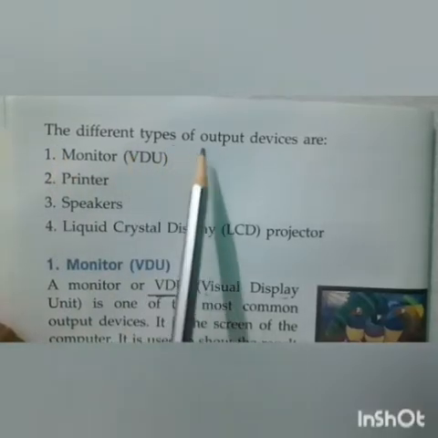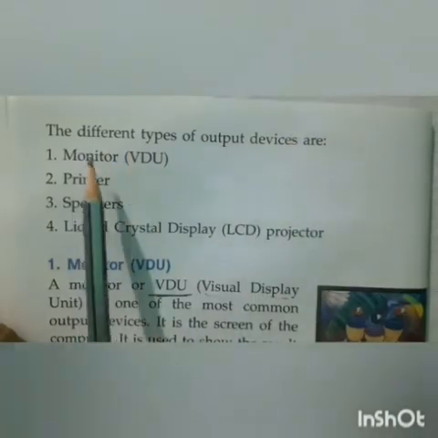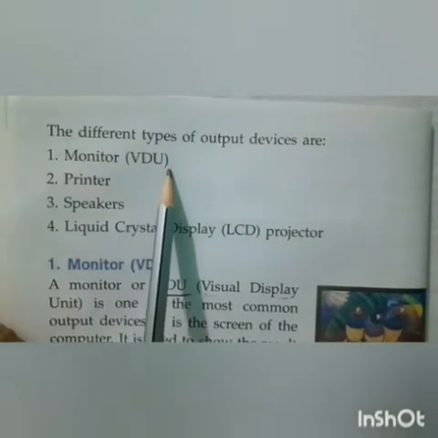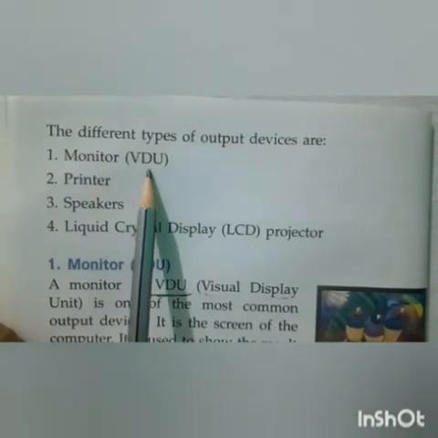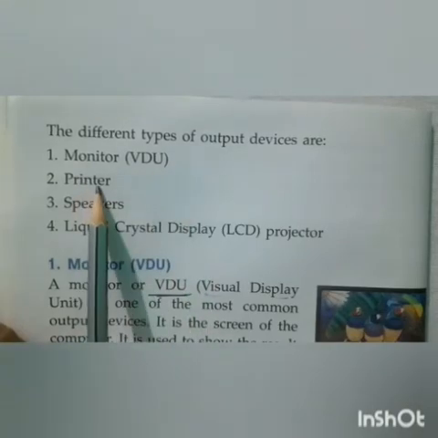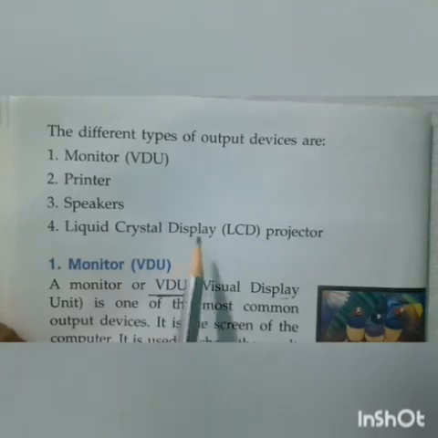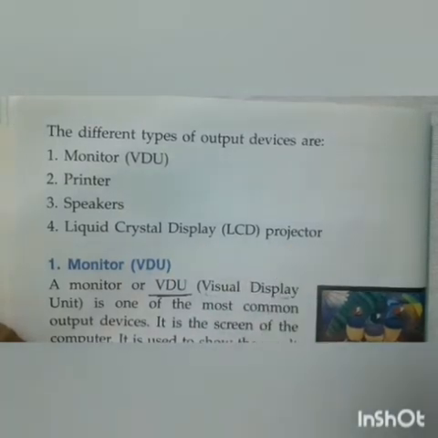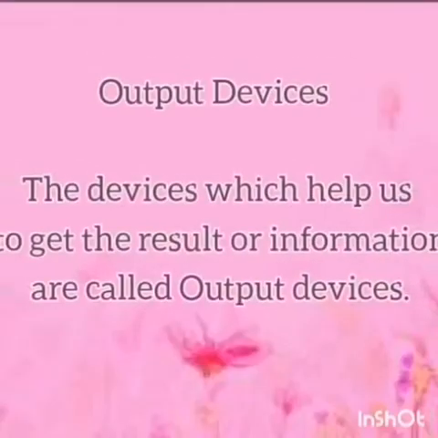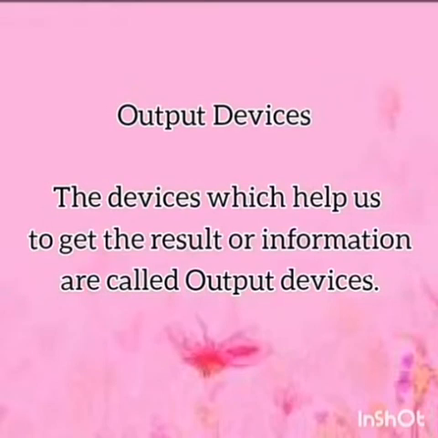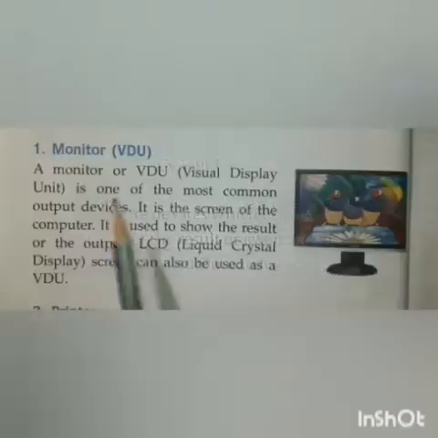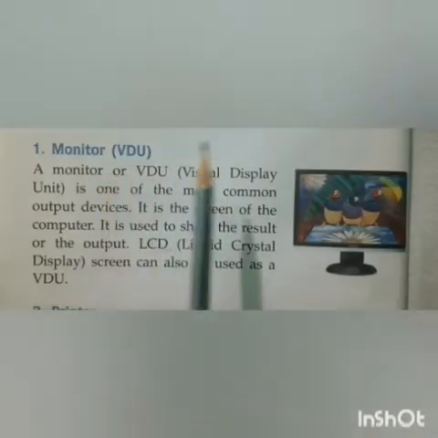The different types of output devices are monitor, VDU, which means Visual Display Unit, printer, speakers, and liquid crystal display LCD projector. Now children, what are output devices? The devices which help us to get the result or information are called output devices. Now let's discuss the various types of output devices.